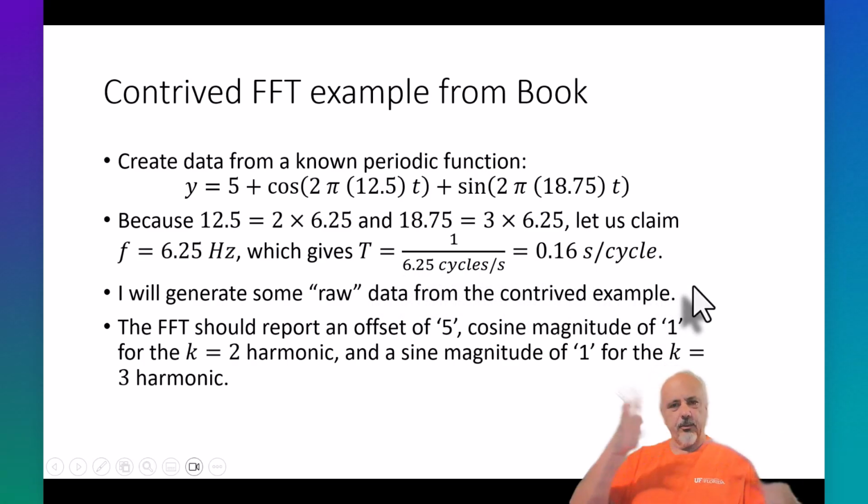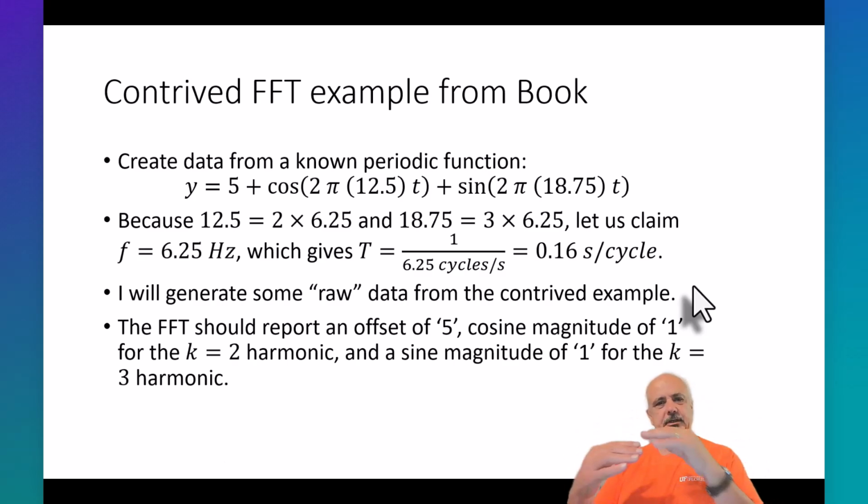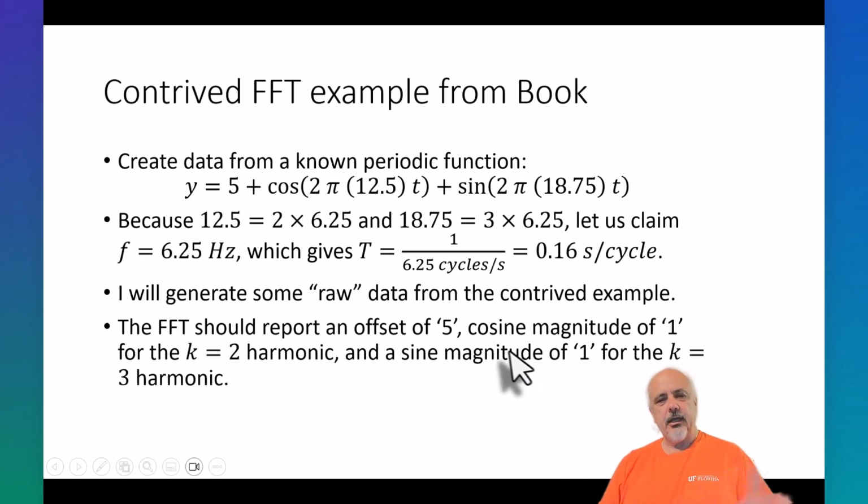So I got some raw data from this contrived example, and then I go throw it at the FFT, and I'm expecting to get a 5 offset, and then I'm expecting to only get a harmonic at 2 because of this, and a harmonic at 3 because of this, and kind of how, remember the A-B kind of thing.